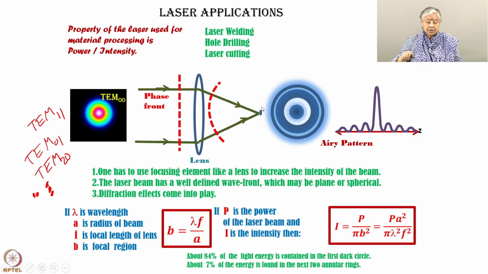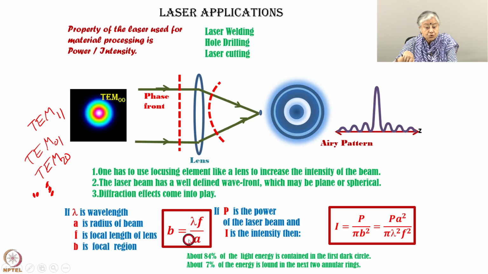Here, if lambda is the wavelength, A is the radius of the beam, that means the radius of this beam, F is the focal length of the lens, and B is the focal region, means this. I call it a region because it does not focus to a spot, it is a big region like this. Then B, that means this focal region, B is equal to lambda F by A. This can be derived very easily. You can look up some optics books and you will come to that derivation. So, you will get B equal to lambda F by A.